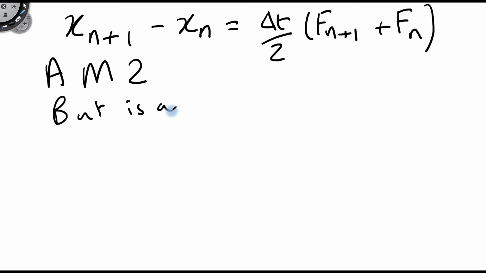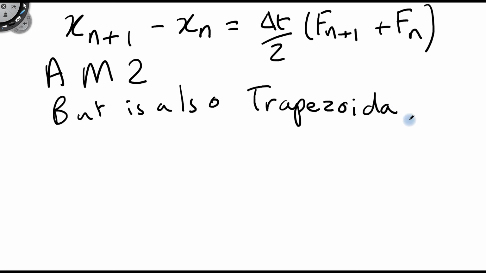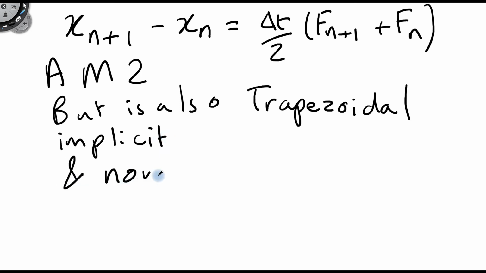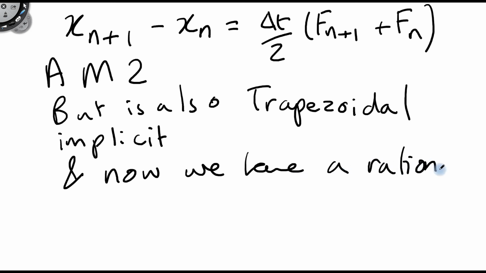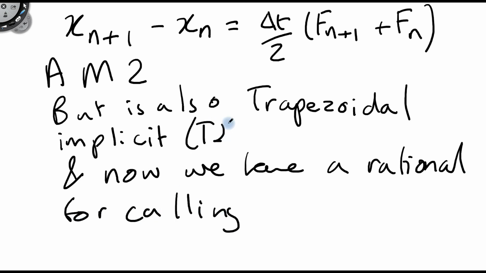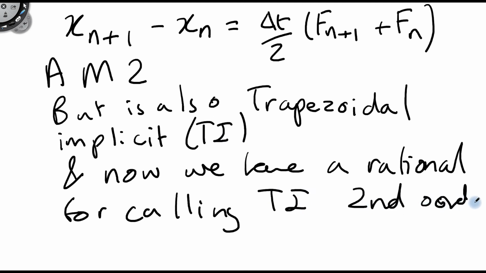but it's also the trapezoidal implicit method that I mentioned earlier in the course, if you remember, if you look back through your notes. And now we have a rationale, because we're using polynomials, for calling the trapezoid implicit method second order. Because it's exactly the same scheme, or this idea of averaging the function.